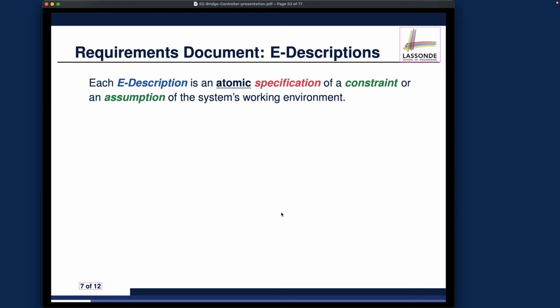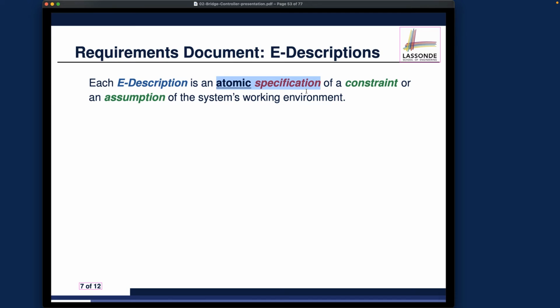Remember, we said in lab 1 that a requirements document can be decomposed into 2 categories of statements. One is called E-description, the other one is called R-description. Let's talk about them one by one. This is the formal definition of E-description, just to revisit the definition. They have to be atomic specifications, meaning you don't want to describe too many things in a single E-description. Each one of them should describe a single thing, but not more than one.